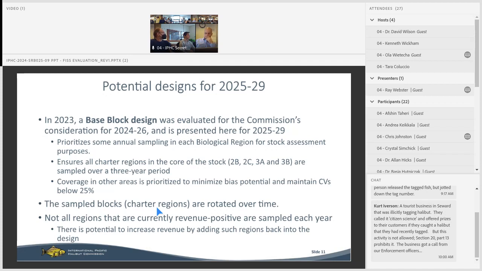But not all regions that are currently revenue positive are sampled each year in this design. So if we're rotating through the blocks, sometimes we may be catching the least profitable ones or the ones that make greater losses. So there's potential to increase revenue if necessary by increasing sampling, as we've done in the recent past by increasing the number of stations we fished within the randomized design in order to increase revenue.